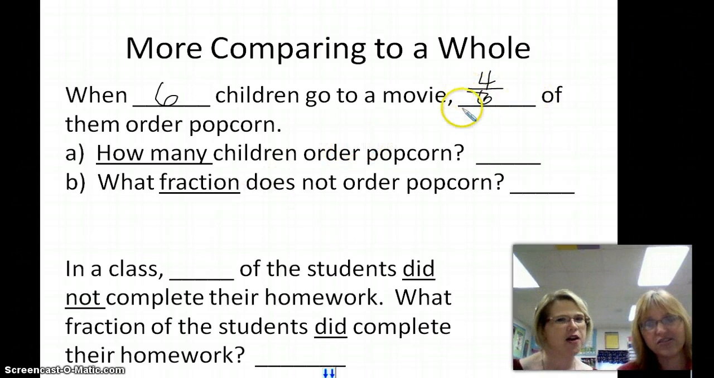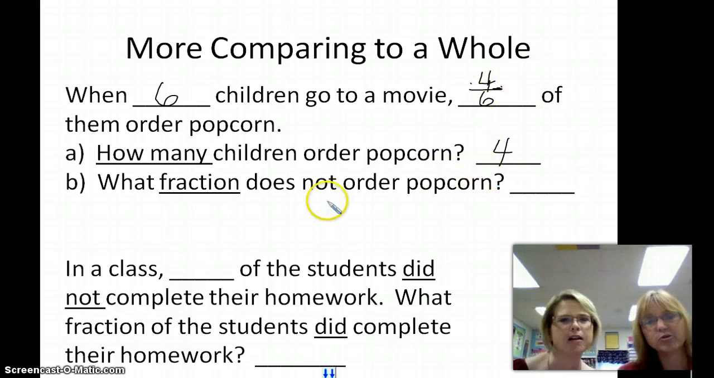Okay, so how many children order popcorn? 4/6 of them order popcorn. How many children order popcorn with this fraction? 4. That's right. The top shows how many. The numerator. Okay, so now we need to figure out what fraction does not order.